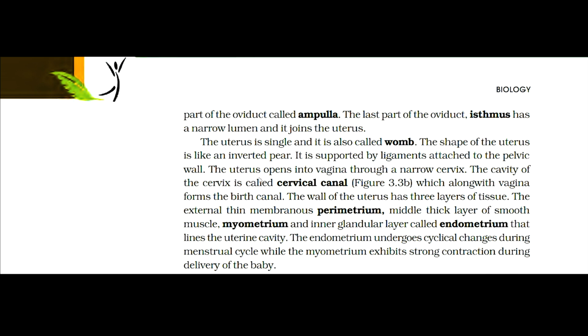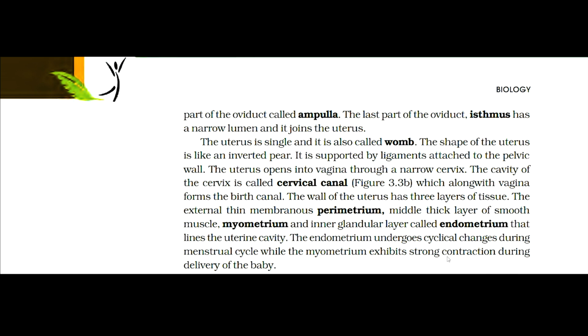The cavity of the cervix is called the cervical canal, which is given in figure 3.3b, and which along with the vagina forms the birth canal. The wall of the uterus has three layers of tissue: the external thin membranous perimetrium, the middle thick layer of smooth muscles, myometrium, and the inner glandular layer called endometrium that lines the uterine cavity. The endometrium undergoes cyclic changes during the menstrual cycle, while the myometrium exhibits strong contraction during delivery of the baby.